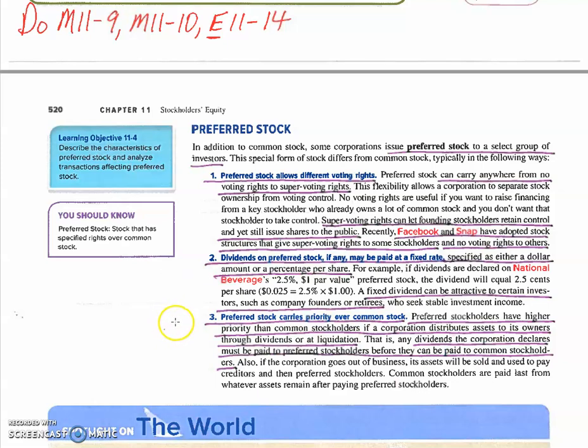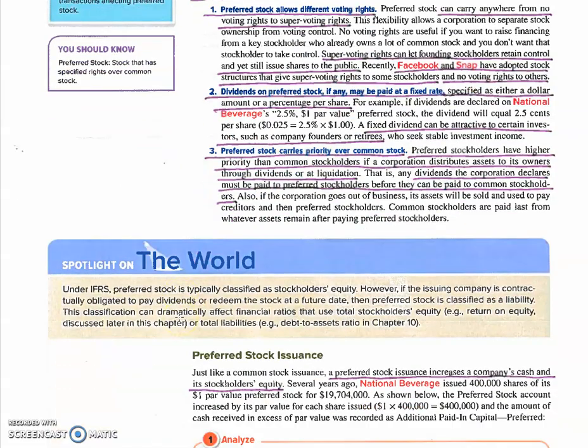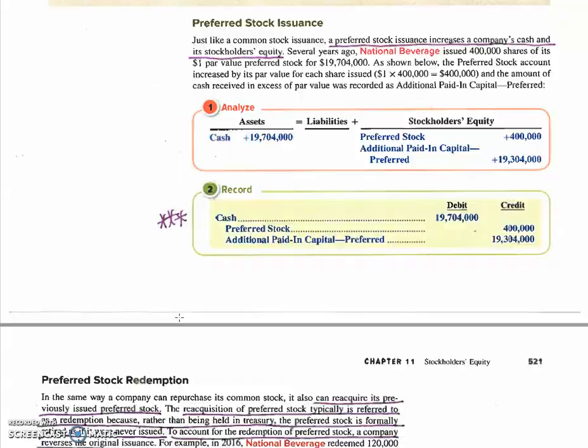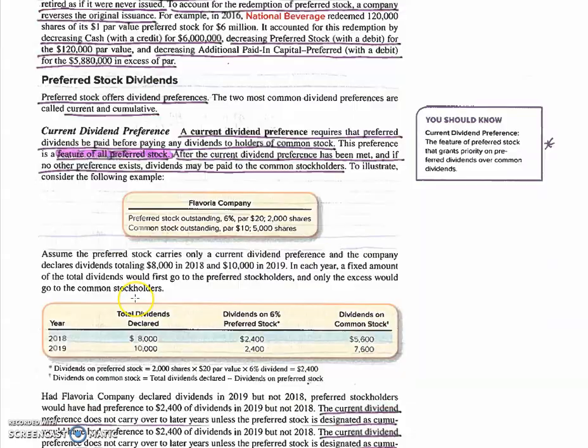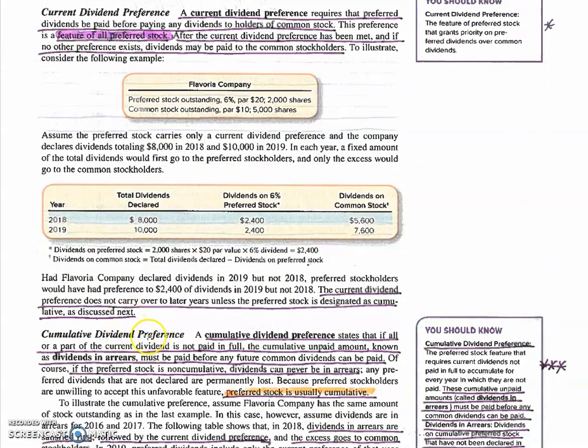And then preferred stock, the name preferred actually implies this, carries a priority over common stock when it comes to payment of dividends. Before common stockholders can get a dividend, preferred stockholders must have been paid all the dividends they're entitled to, including dividends for that year. So preferred stock can be either cumulative preferred or non-cumulative preferred. Your book talks about that down here somewhere. I was just looking at it there. Cumulative dividend preference.